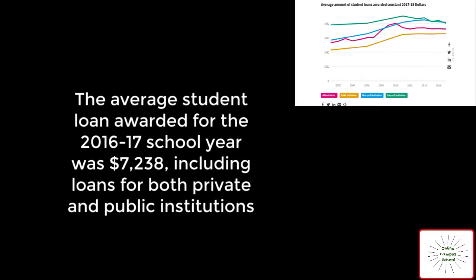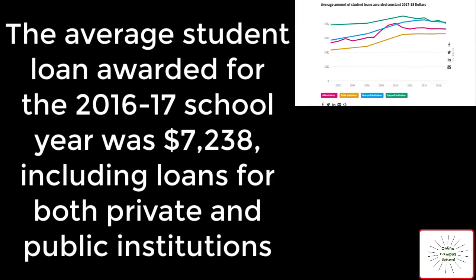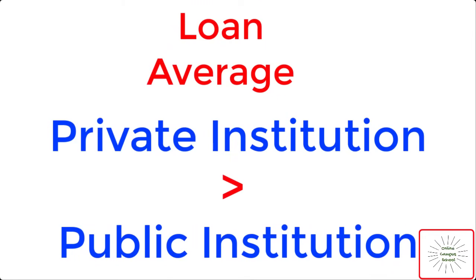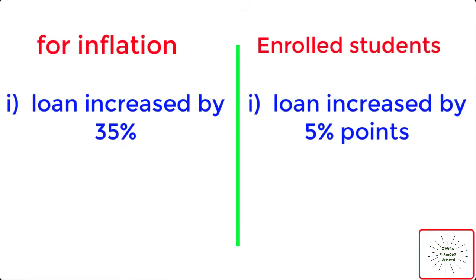The average student loans awarded for the 2016 to 17 school year was $7,238, including loans for both private and public institutions. But when broken out by institution type, private institutions have a higher loan average than public institutions. Since 2000, the average loan amount has increased 35% after adjusting for inflation, while the percentage of enrolled students awarded loans has only increased about 5 percentage points.